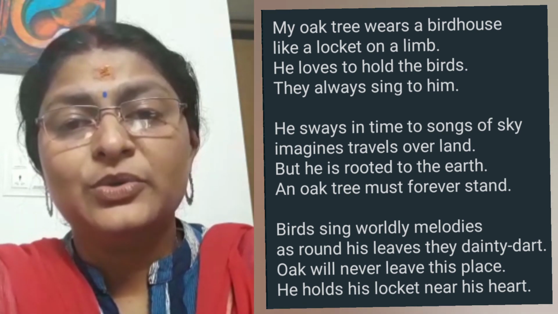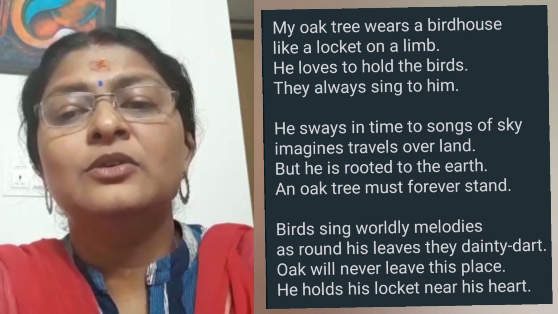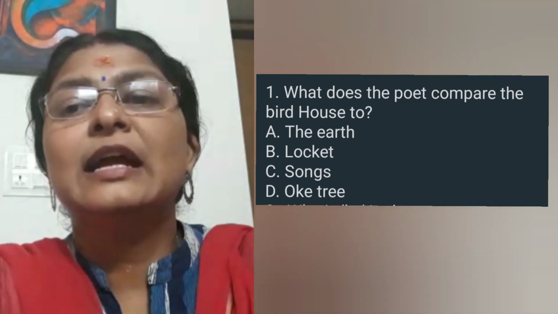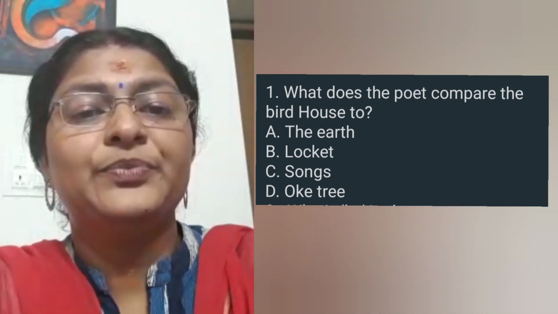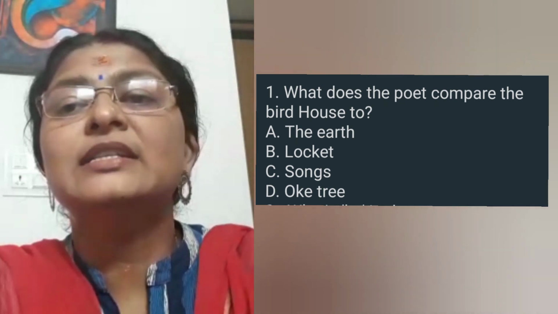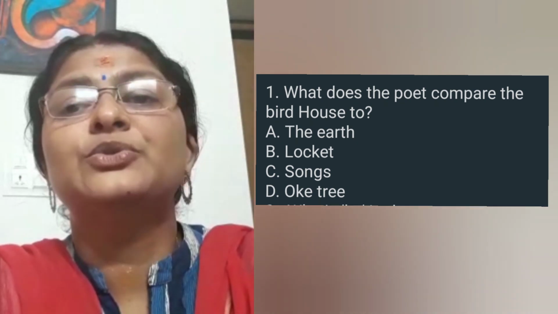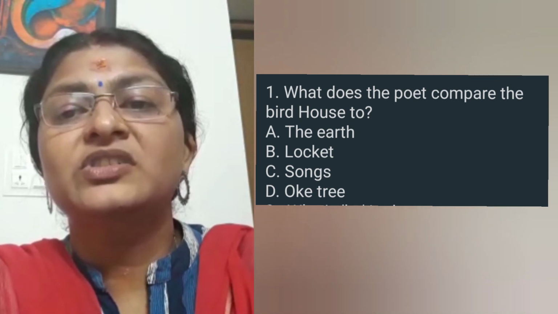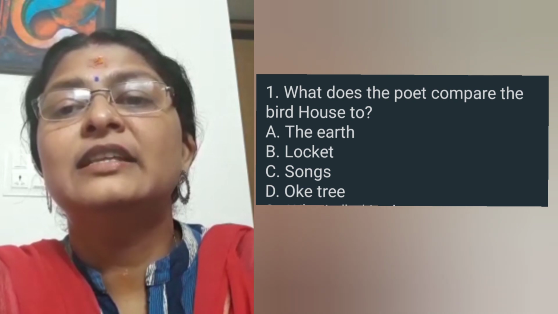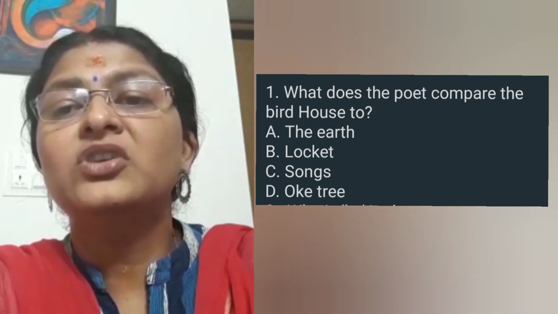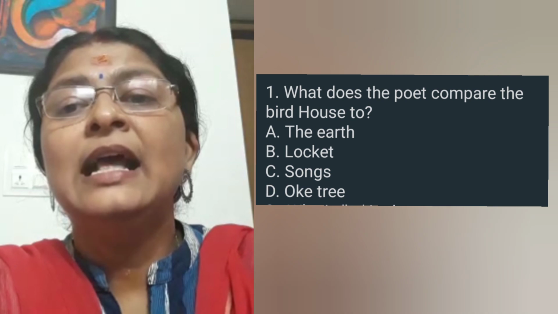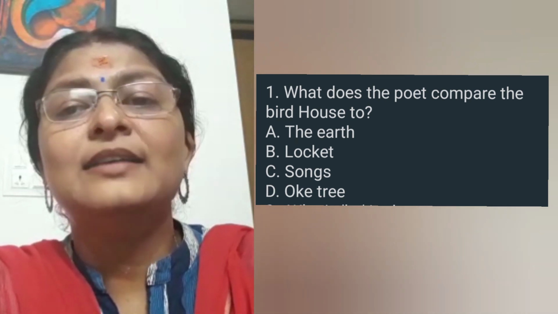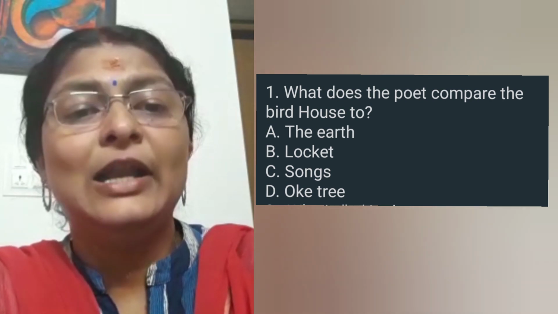Now we'll go through the questions. Okay, so what is the first question? The first question is, what does the poet compare the birdhouse to? The earth, locket, songs, oak tree. And we have it in the first stanza. My oak tree wears a birdhouse like a locket on a limb. So what is the answer? He compares the birdhouse to a locket.